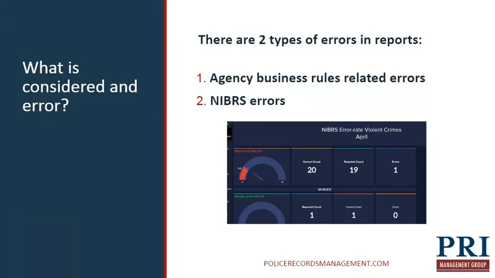Another business rule error might be, you didn't attach something to that report that was supposed to be submitted. You didn't submit a form with that report that you were supposed to submit, right? So whatever those agency policy related rules are. But the NIBRS errors are the big one, right? That's the second type of error.